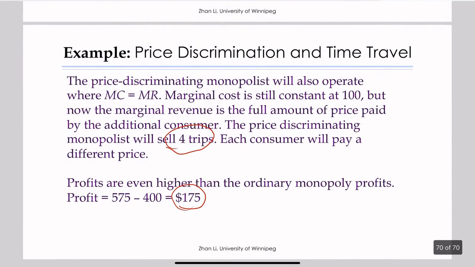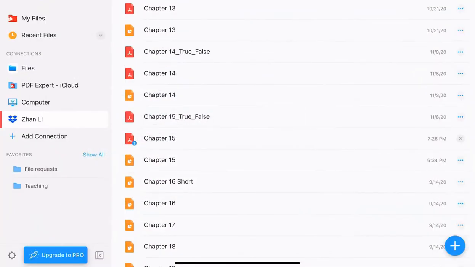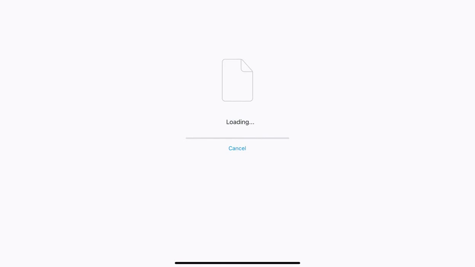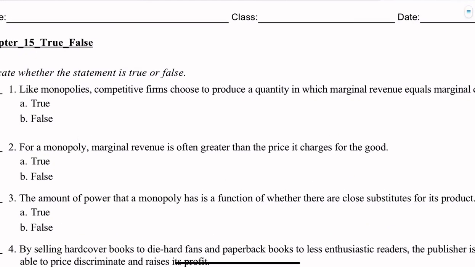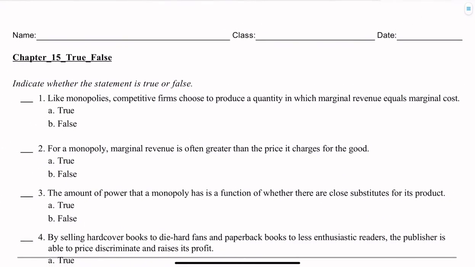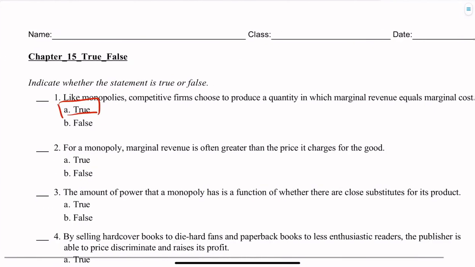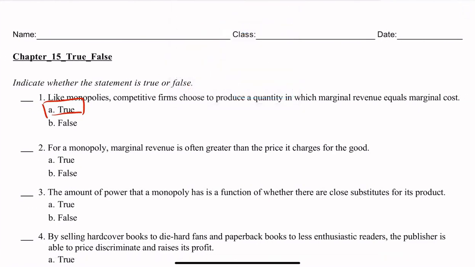Okay, so let me discuss the true-false problem. Like monopolies, competitive firms choose to produce a quantity in which marginal revenue equals marginal cost. So this is correct for any firm. If it wants to maximize its profit, it has to make sure marginal revenue equals marginal cost. So this result holds for any type of firm.